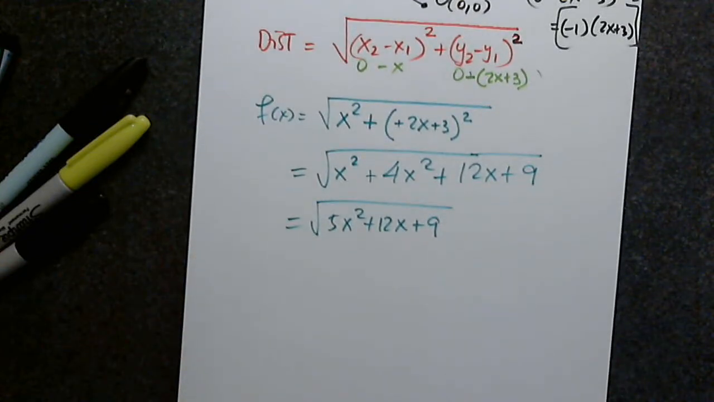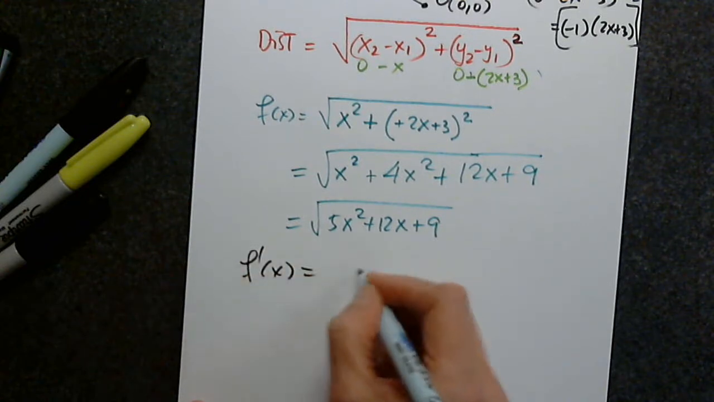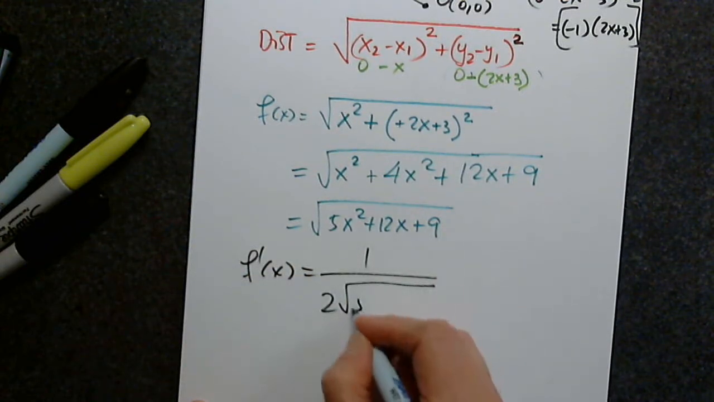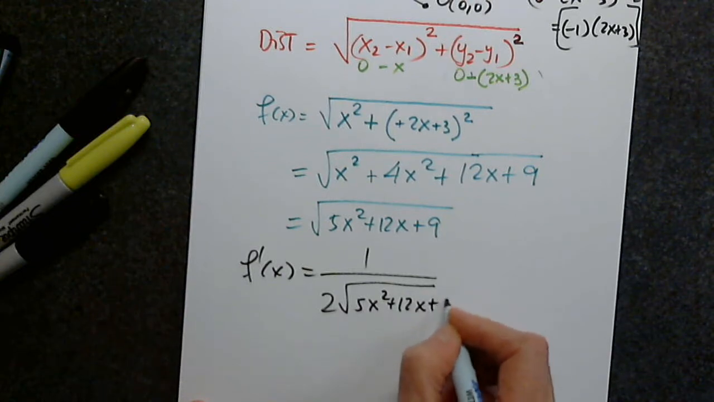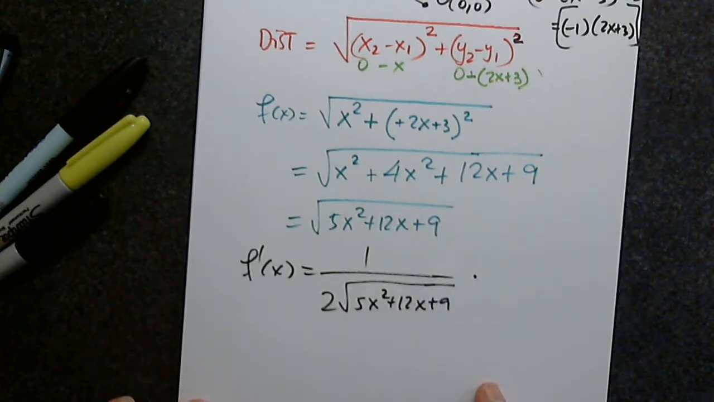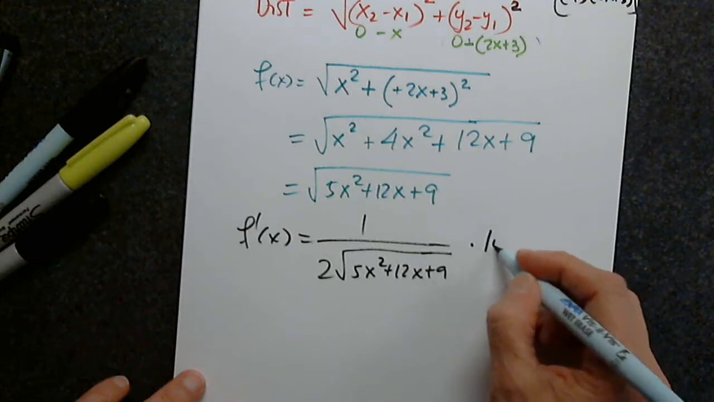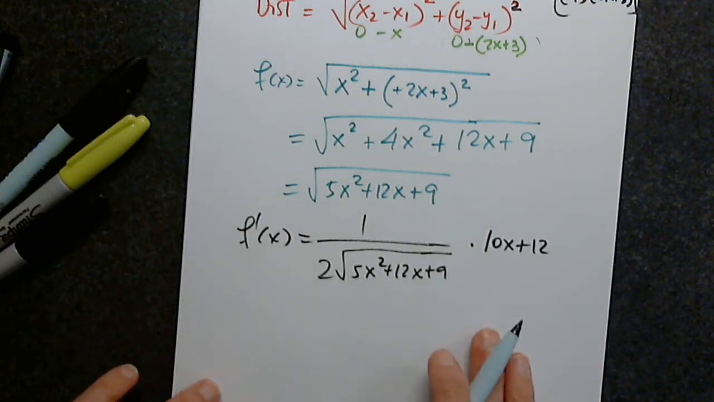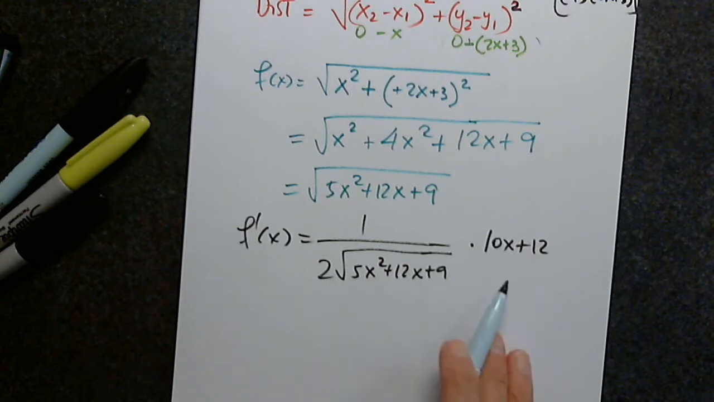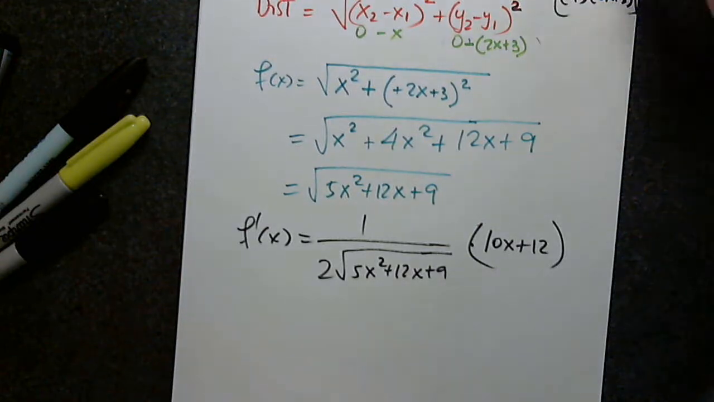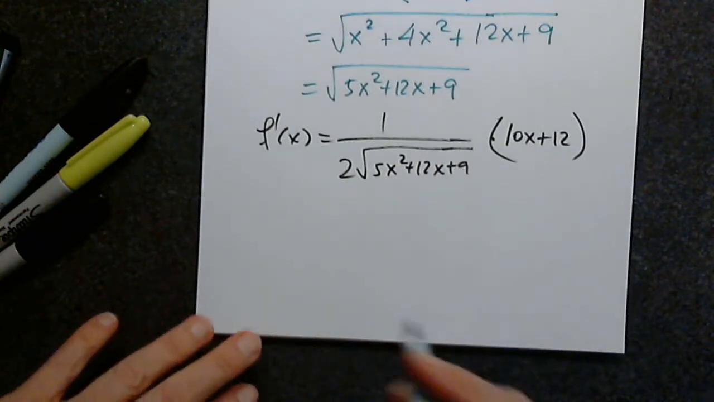Good, so we have the function. Now what? Yes. F prime of x is 1 over 2 times the square root of 5x squared plus 12x plus 9, times. I've seen it in your tests and work. You do this. That's wrong. Is that clear? Without parentheses, it's wrong. So please remember that. Okay, so now what do I do?